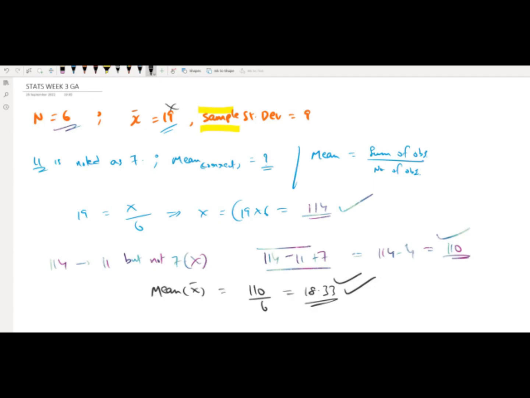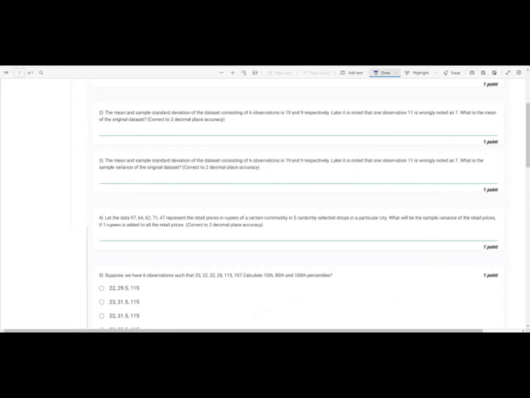So this is the end of question number 2. Now we'll be moving on to question number 3. What is there in question number 3? Question number 3 has the same data. We are given the same data again, and now we are being asked about the sample variance. I hope everybody has gone through the lectures so far and is very perfect at them as well.